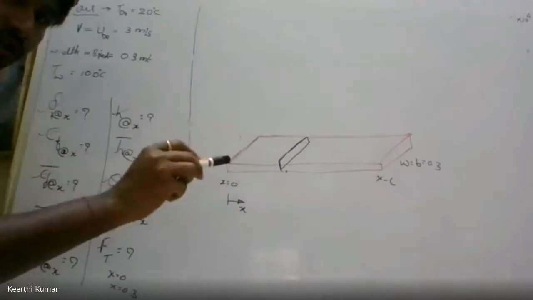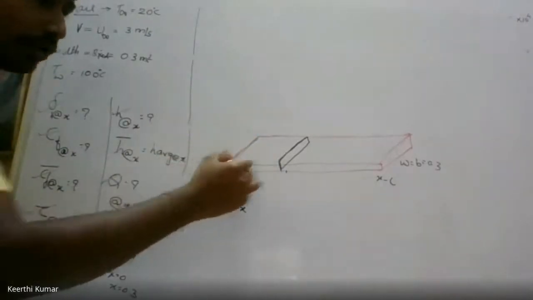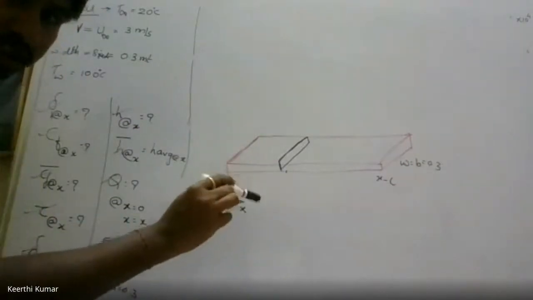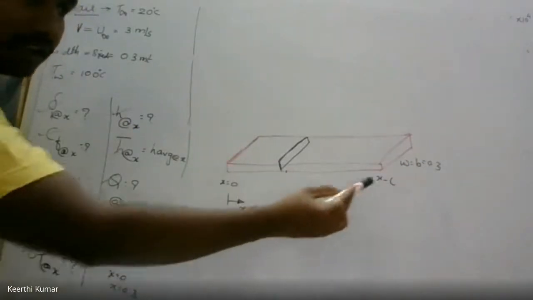Yes, but sir, in the previous problem we had taken L. Do you know? In the previous problem, we had taken total length into width. Why had we taken the total length? Because he is telling to find out all the values at the trailing edge.